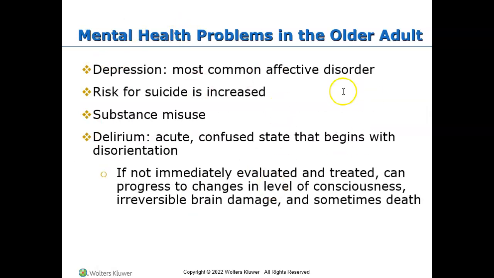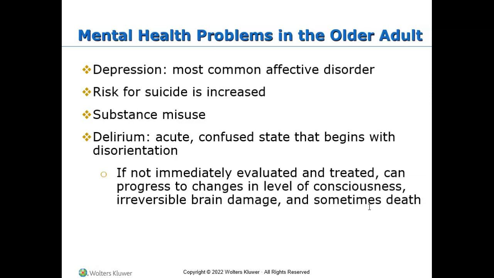And here we go. We talked a little bit about depression being the number one affective disorder in our older population. Their risk for suicide is increased. And see how it says substance misuse? Don't assume that just because a person is older, they could not be addicted to medications. So they could be. Delirium is also something that they're at risk for, and that is acute, not chronic. So that's the difference between delirium and dementia.